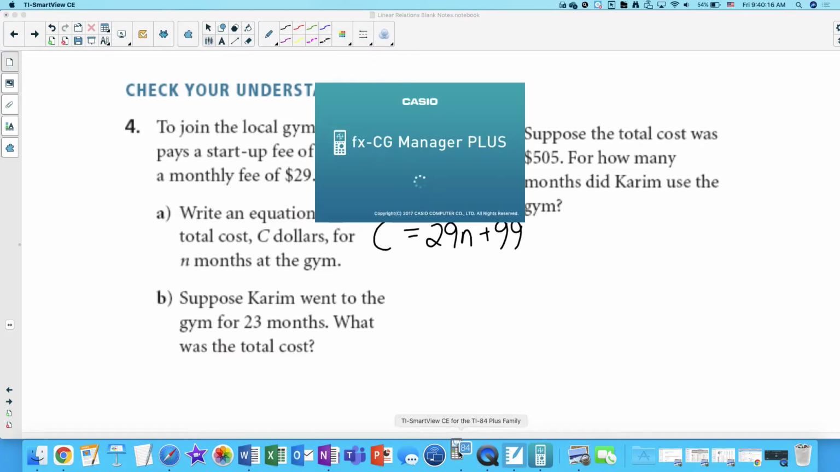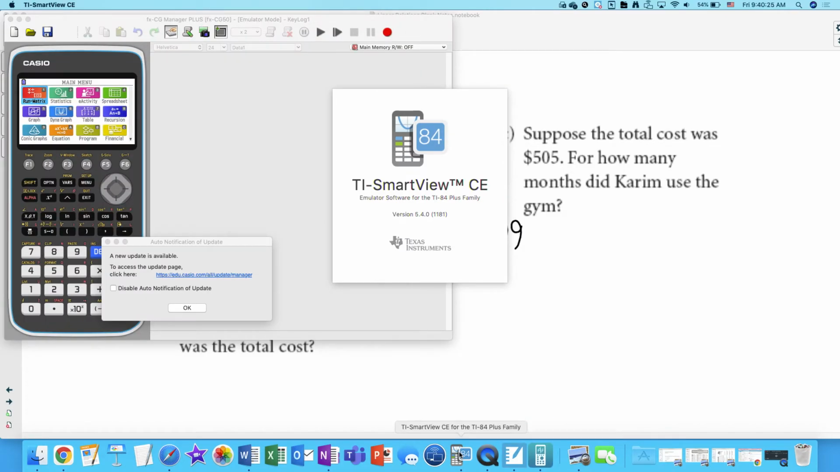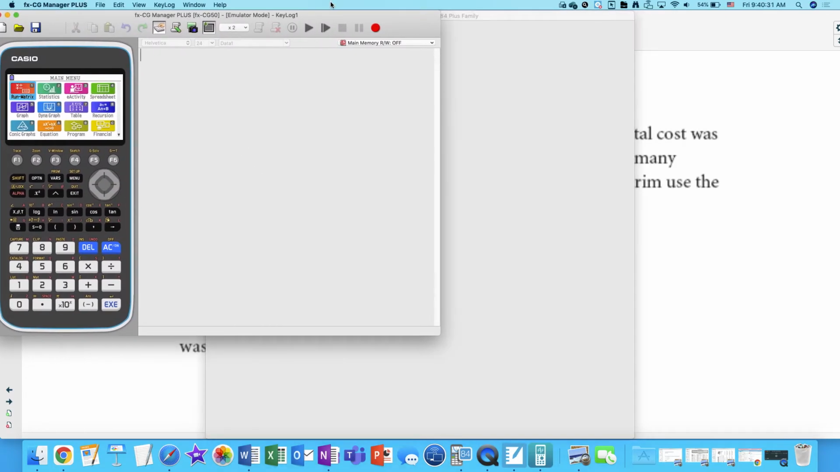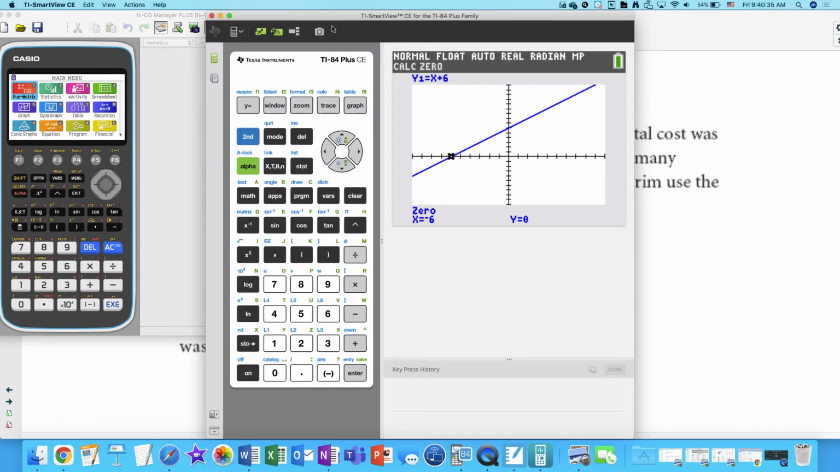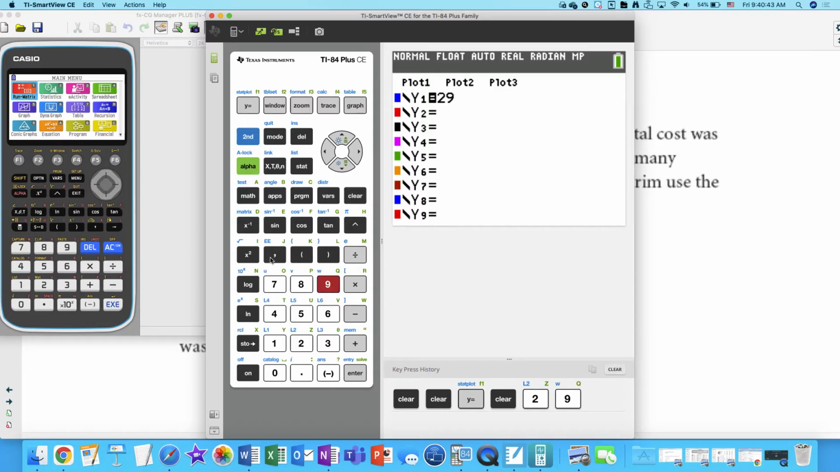And if we wanted to graph this on a calculator, one thing that's really important in these application questions is to think about your domain and range, because that's really going to affect your window setting. Okay, so I'm going to start with this one, and I'm going to go to Y equals, and I'm going to put in 29x plus 99.